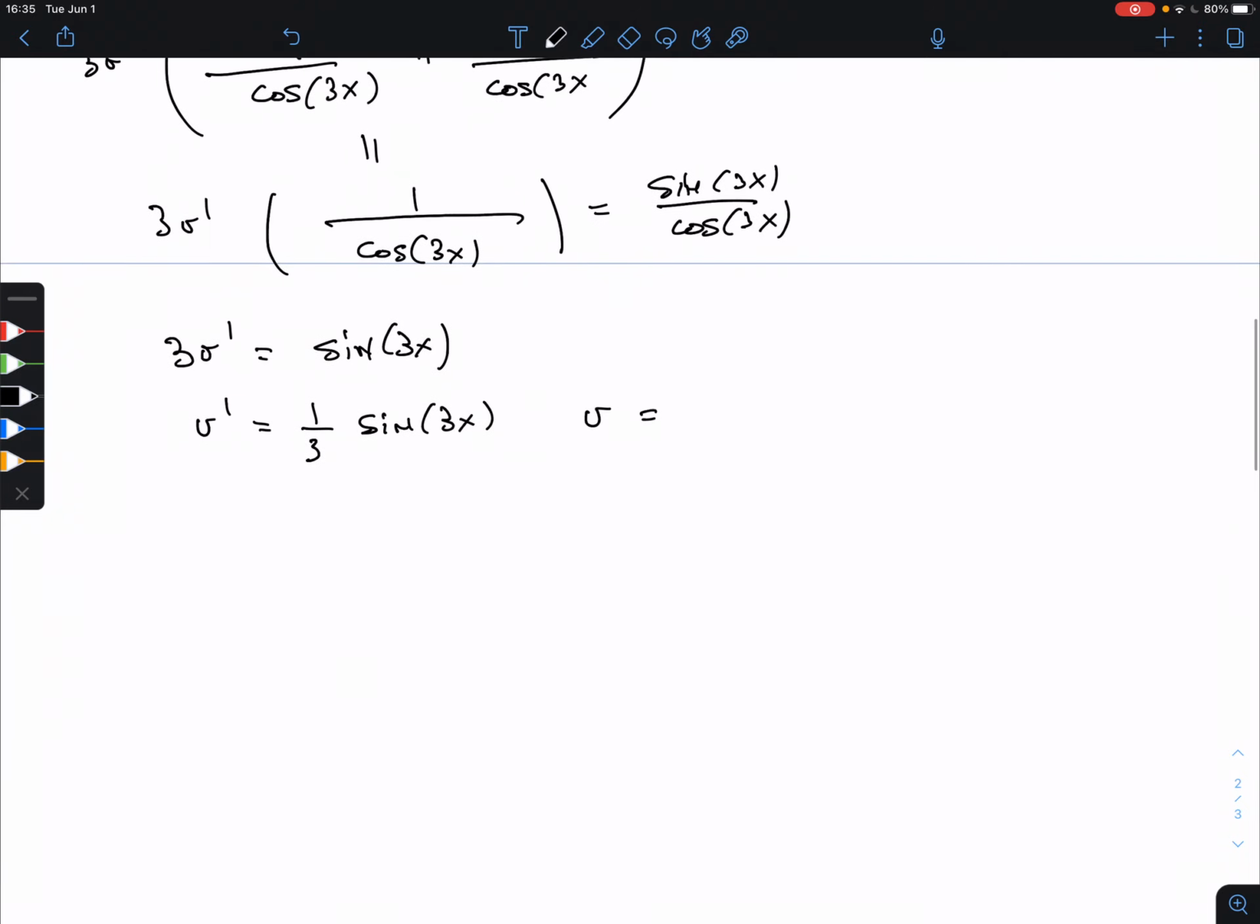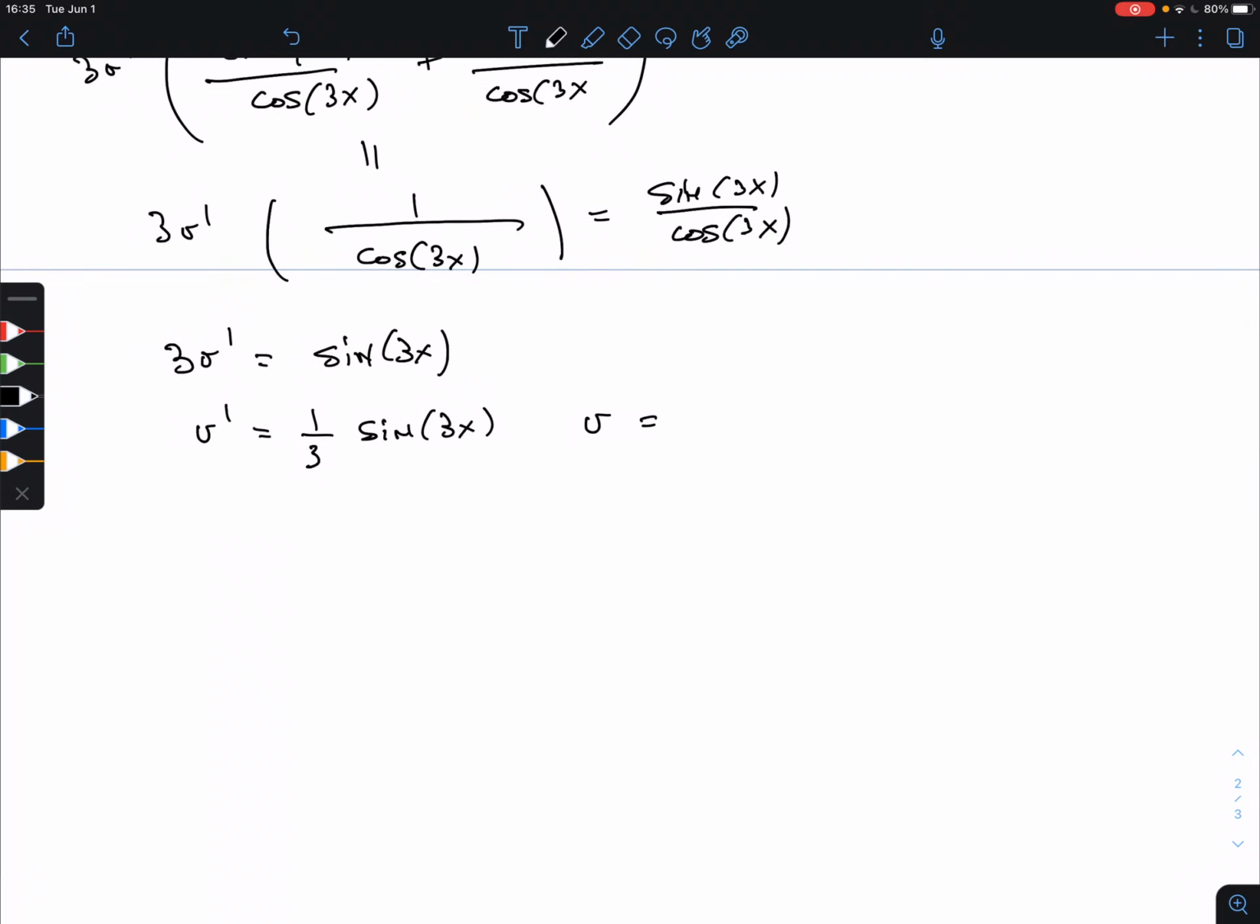Okay, so we antiderive. This is the antiderivative of sine, which is minus cosine, right? So minus 1/3 cosine 3x, and I have to think about what happens with this 3 inside, so I have to divide by another 3 here. So I find that v is minus cosine 3x over 9.